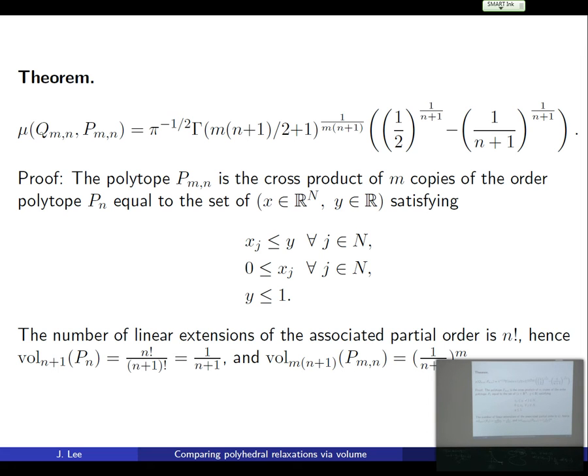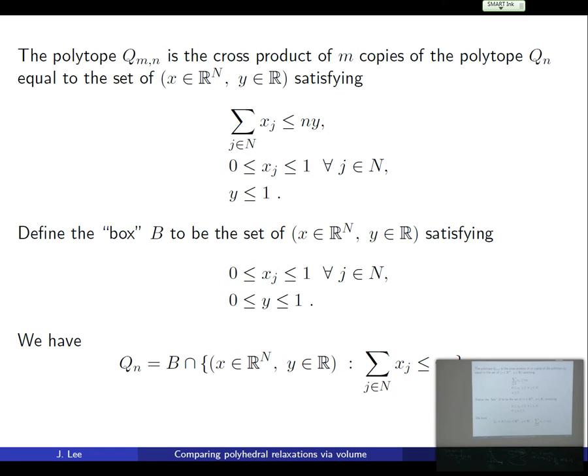And the volume of an ordered polytope is just the number of linear extensions of the partial order. It just corresponds to the number of different orderings of the customer variables. There's n customers, so there's n factorial orderings, and so the volume is just n factorial divided by the dimension of the space factorial. So the volume is 1 over n+1, but we have the cross product m times, so that's the volume. Easy enough.